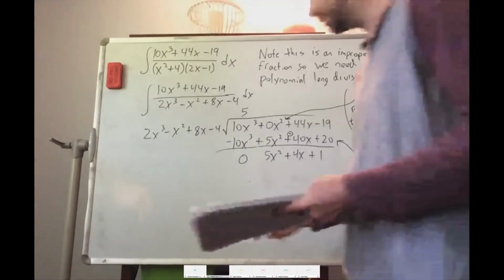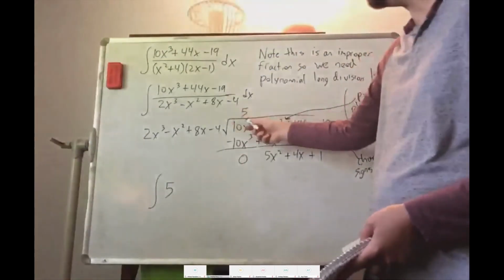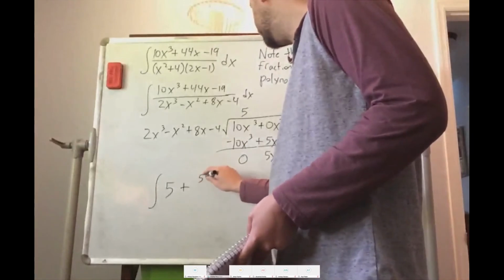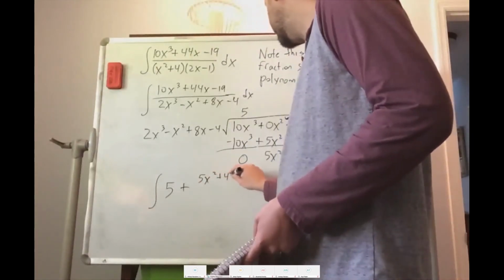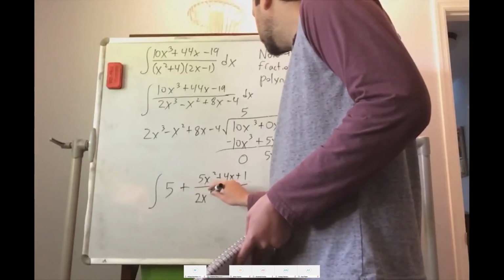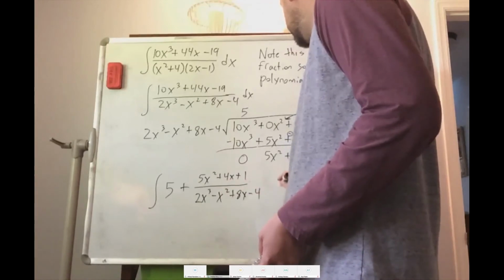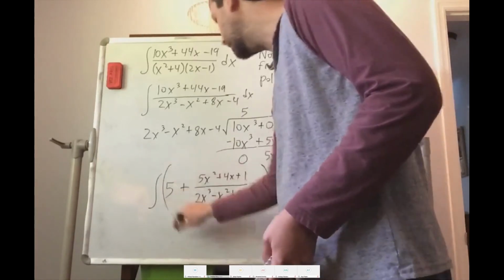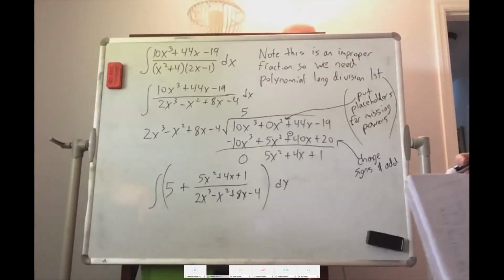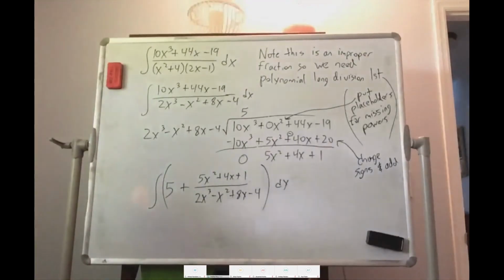So the integral has become 5, right? That's the answer. And then I have a remainder. So 5 plus 5x squared plus 4x plus 1 all over 2x cubed minus x squared plus 8x minus 4 dx. That's the integral that I now have. Good news.